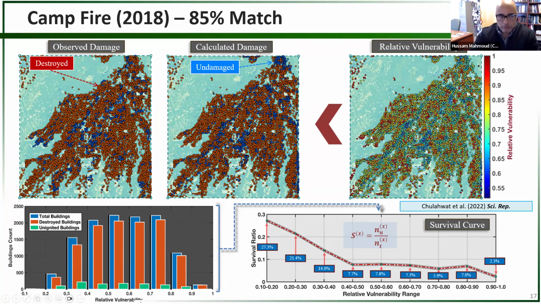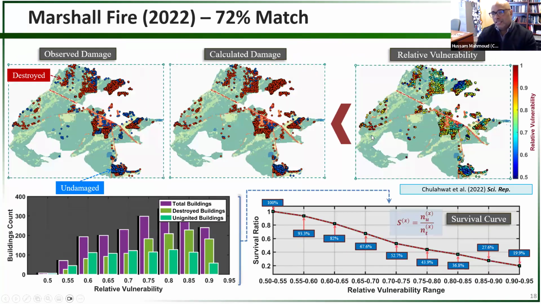We did this for the Marshall Fire. I figured I'll show more on the Marshall Fire today since we're all from Colorado here, so it's more important for us. You can see, again, the top right picture is what we calculated in terms of the relative vulnerability. The very left is the observed damage, what happened in reality. And the middle one, if I take my relative vulnerability and cut it off and turn it into no damage versus damage, this is what we get, which again looks very similar to what happened in reality. The survival curve, again, is monotonically decreasing, implying that the model is able to capture areas of low vulnerability and high vulnerability very well. That's what we would want to see.